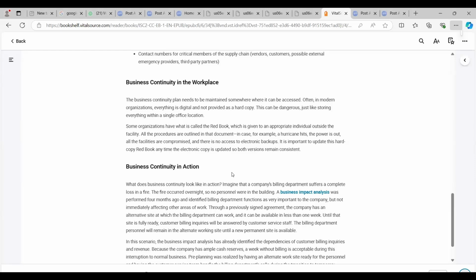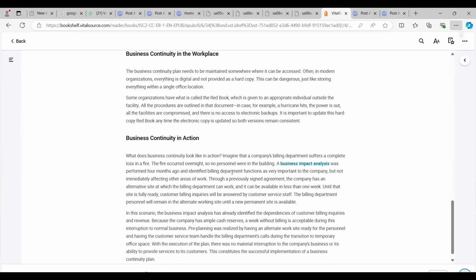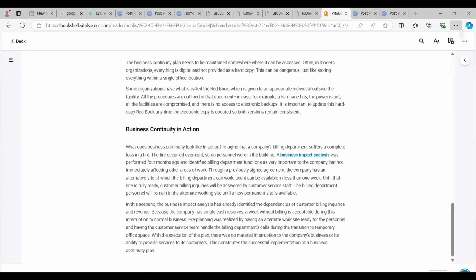So it is important to update this hard copy Red Book anytime the electronic copy is updated, so both versions remain consistent. You have it on your system, and you also want to have the hard copy. But the hard copy will not be within the organization. Maybe the CEO will give it to his best friend, or they keep it in a bank in case anything goes wrong, until they are not able to actually have access to the one on the server, so then they cannot use the book. So then we have business continuity in action.